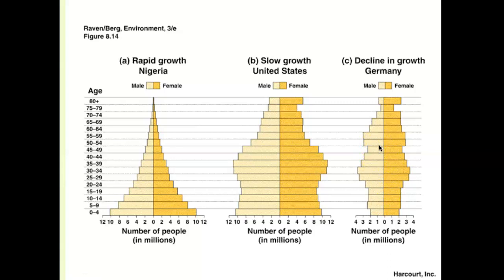Right, so that's what I have in your notes. The pyramid with a wider base, we will see an increase in population, rapid growth. If it's an inverted or a narrow base, it's either growing slowly like this or it's declining.